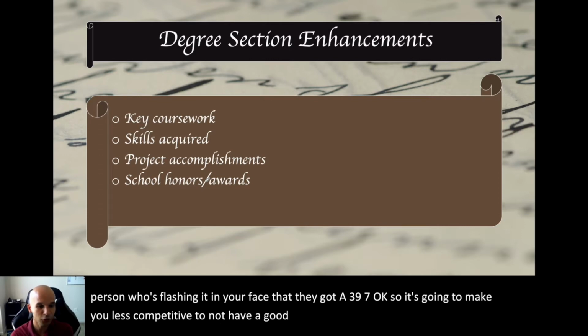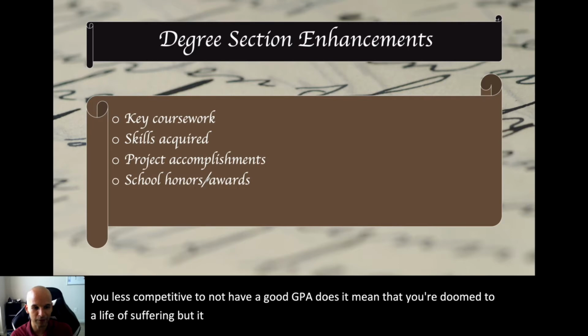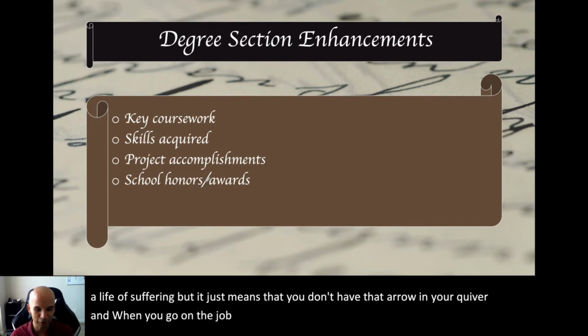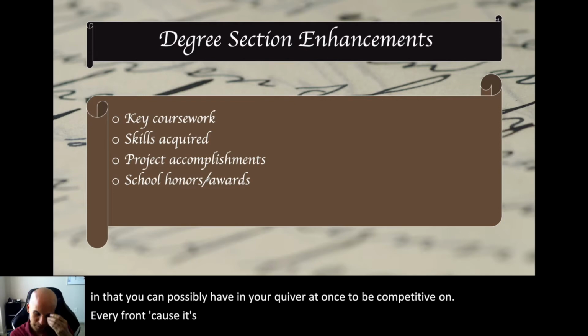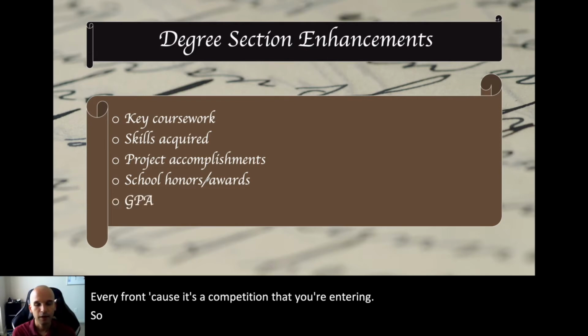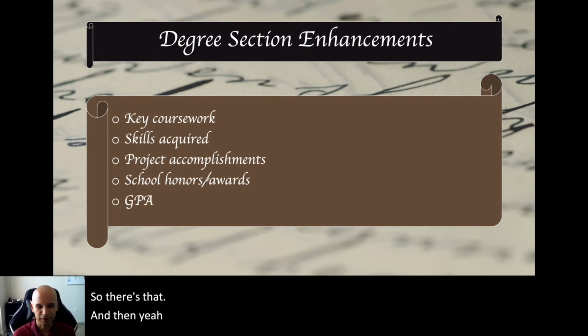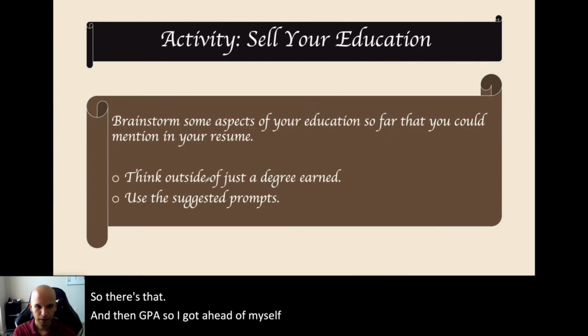Doesn't mean that you're doomed to a life of suffering, but it just means that you don't have that arrow in your quiver. And when you go on the job market, you want to have all the arrows that you can possibly have in your quiver at once to be competitive on every front, because it's a competition that you're entering. So there's that. And then GPA, so I got ahead of myself. Okay. And then that's it.